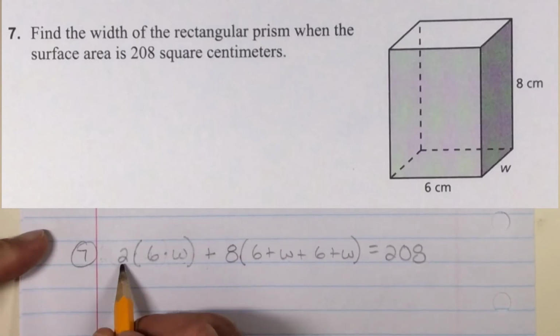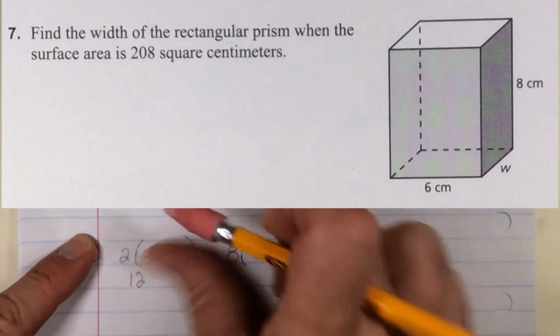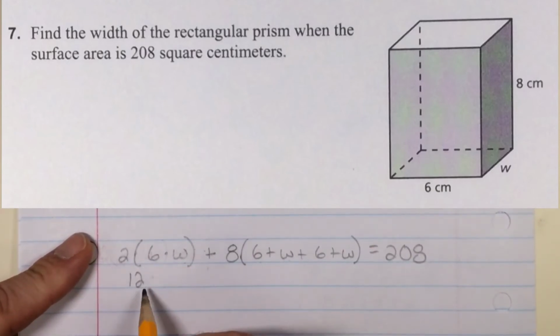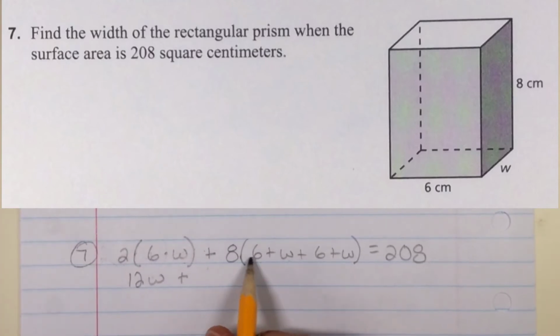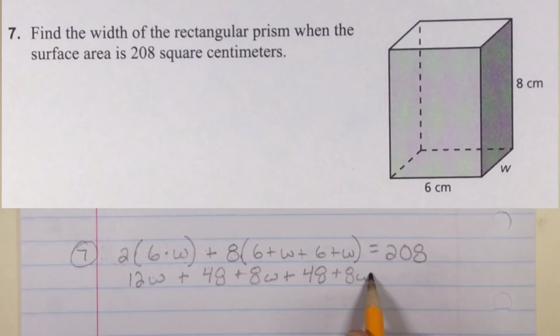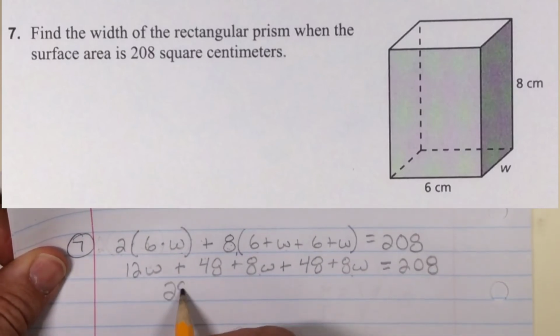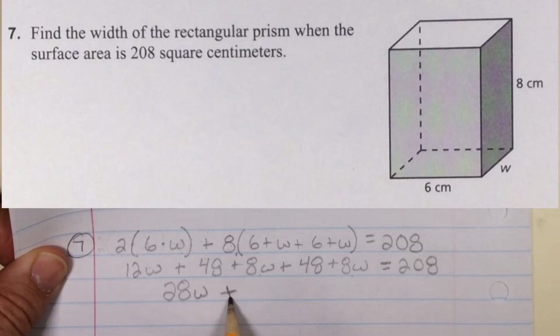So I'll simplify. 2 times 6 is 12 times 6 times W is 6W. 2 times that is 12W. Plus 8 times 6 is 48. 8 times W is 8W. 8 times 6 is 48. 8 times W is 8W. Could have simplified in here first, would have made it a little easier, but I'm already on a roll. Now I'll combine like terms. 12W and 8W is 20W, and 8 more W is 28W. 48 and 48 is 96.